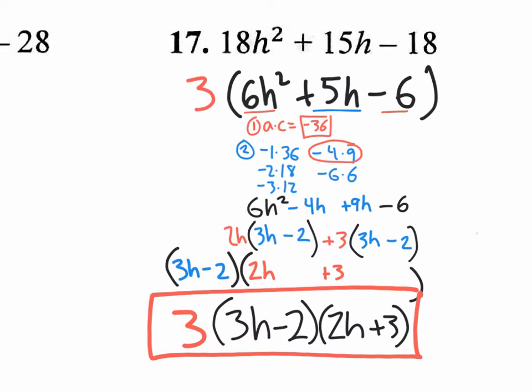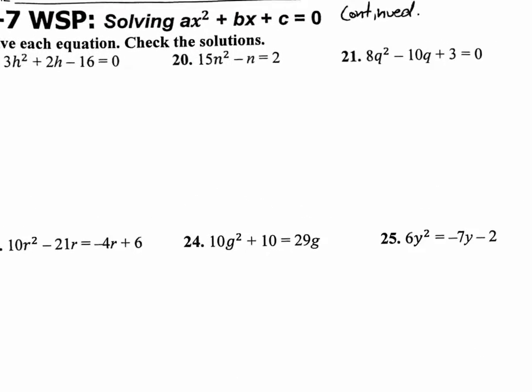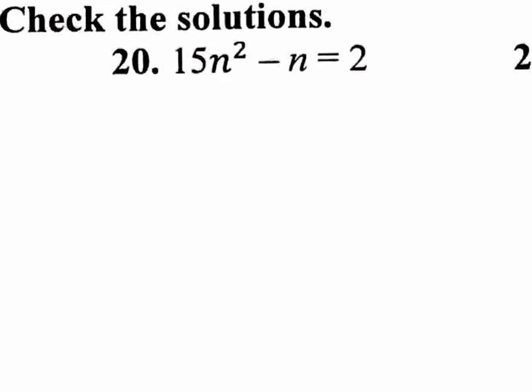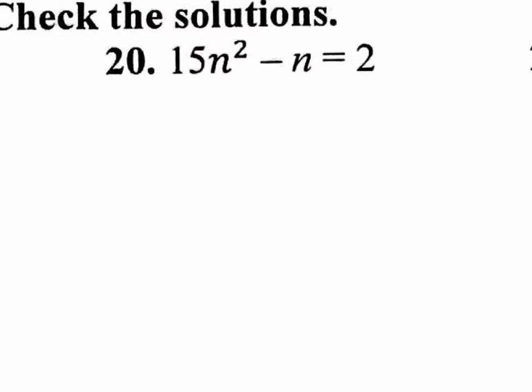Let's actually jump to the second page. I left a lot of space so you guys could work it out. I want to jump to the second page where we're solving equations. I'm looking at number 20. Number 20 is interesting because the equation is not set equal to 0. So of course that's the first thing you want to do. You want to set it equal to 0.